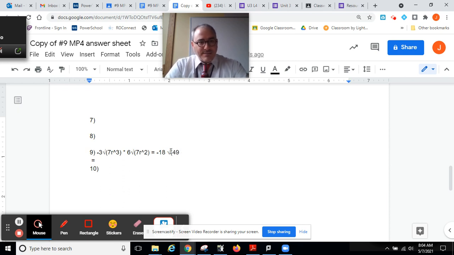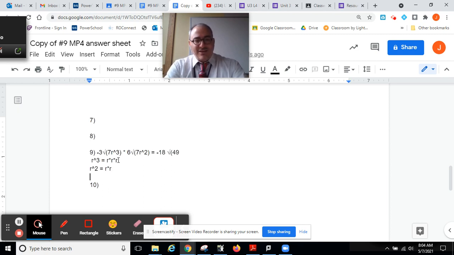R to the third times r to the second. Remember those exponent things? If you want to think about it, r raised to the third is the same thing as r times r times r. And then r to the second is really the same thing as r times r, right?